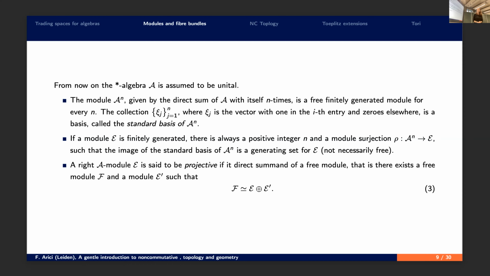So if a module is finitely generated, meaning that it admits a finite generating set, then you can always find a positive integer n and a surjection from the module A to the power n onto your module, such that when you apply this surjection to the elements of the standard basis of A to the power n, you get a generating set on the other side for your module. And finally, a right module is said to be projective if it can be realized as a direct summand of a free module of the type A to the power n. And this means that there exists a free module and a module E prime such that E plus E prime is actually isomorphic to this free module, as an isomorphism of right modules.